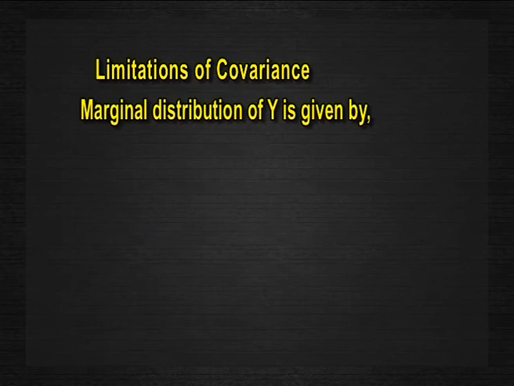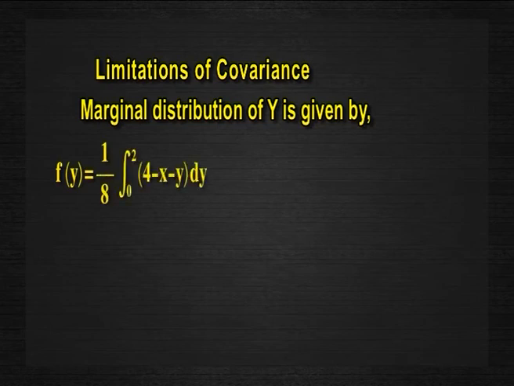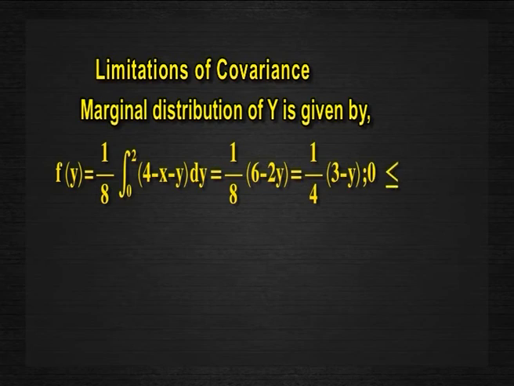Marginal distribution of y is given by f of y is equal to 1 divided by 8 times the integral from 0 to 2 of (4 minus x minus y) dx. On integrating the function and simplifying, we get 1 divided by 8 times (6 minus 2y). By taking 2 common and cancelling it with the denominator, we get 1 divided by 4 times (3 minus y), where 0 less than or equal to y less than or equal to 2.